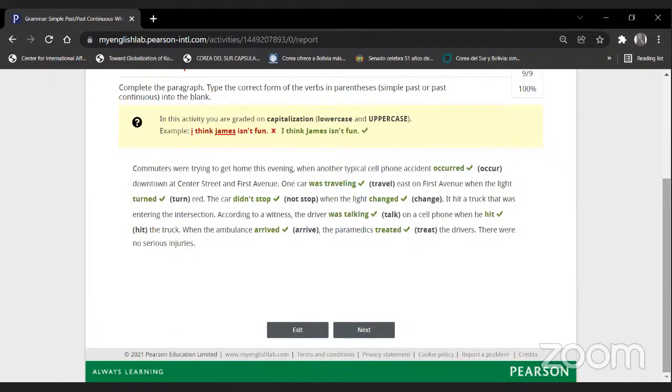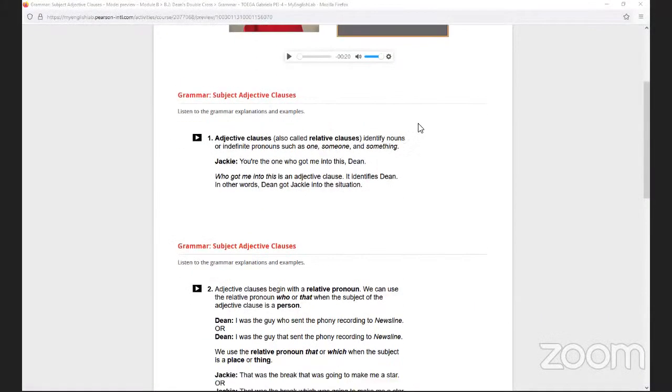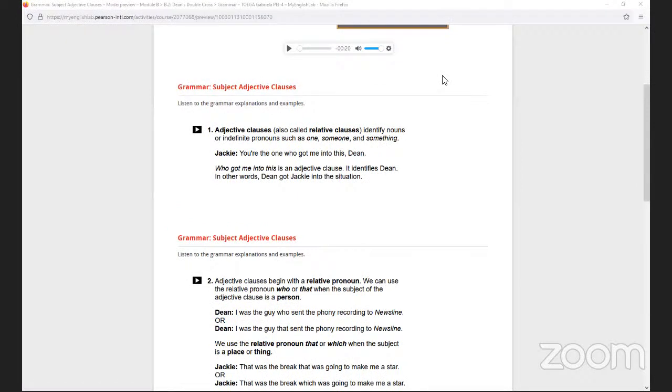Okay, Gabby. So the other grammar, we're going to do the third grammar. I will show you my screen first. This grammar is easy because we're going to see the relative clauses, but only the basic.